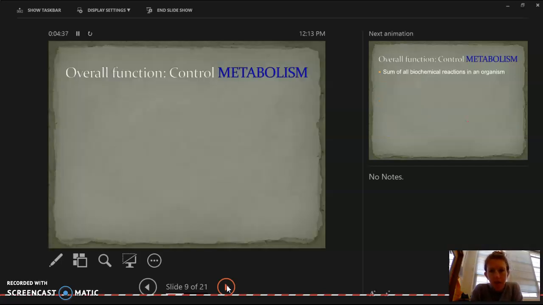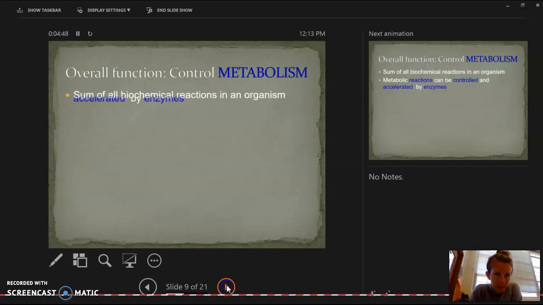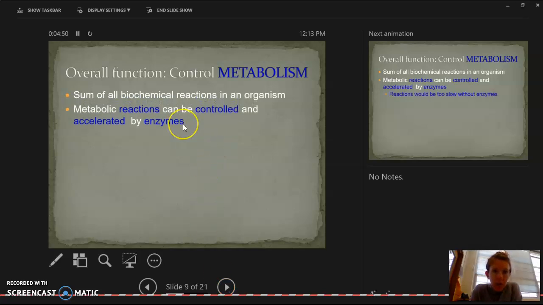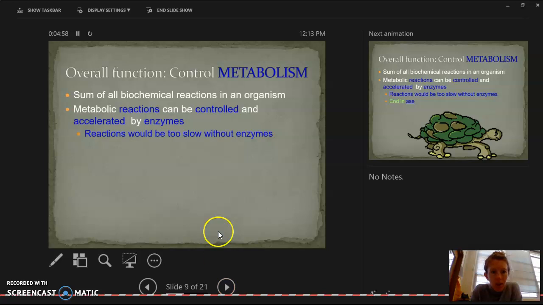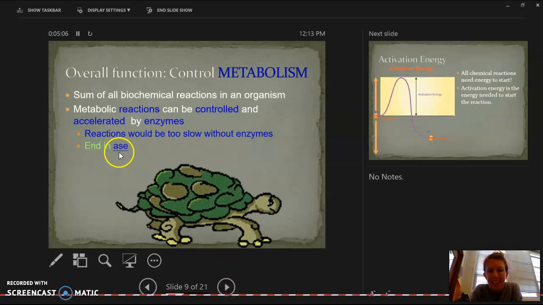The overall general function of an enzyme is to help control metabolism. And remember back from chapter 1, metabolism is just the sum of chemical reactions that take place in an organism. These metabolic reactions can be controlled and sped up or accelerated by the use of enzymes. Most reactions that occur within organisms would occur too slowly if it wasn't for the presence of enzymes. Most enzymes end in ase. That suffix ase is like what we saw with sugars, ose. Enzymes mainly end in ase, so that's a little hint there.